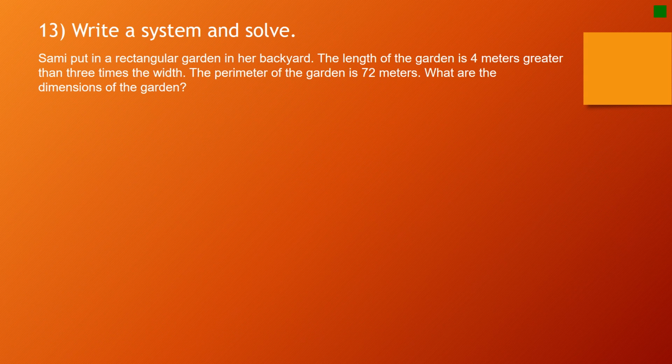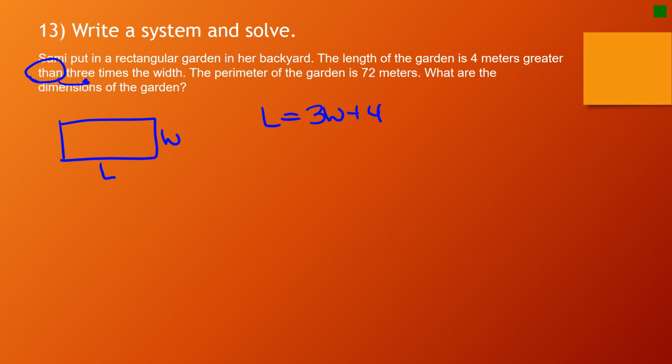All right. Sammy put in a rectangular garden in her backyard. So here's Sammy's rectangular garden. I'm going to call that the length and that the width. Interchangeable, guys. The length of the garden is 4 meters greater than 3 times the width, so I'm going to put 3 times the width first and then 4 greater than. Now the perimeter over here, remember, perimeter is 2L plus 2W. This must be in your head before the test. You've got to know that, guys.